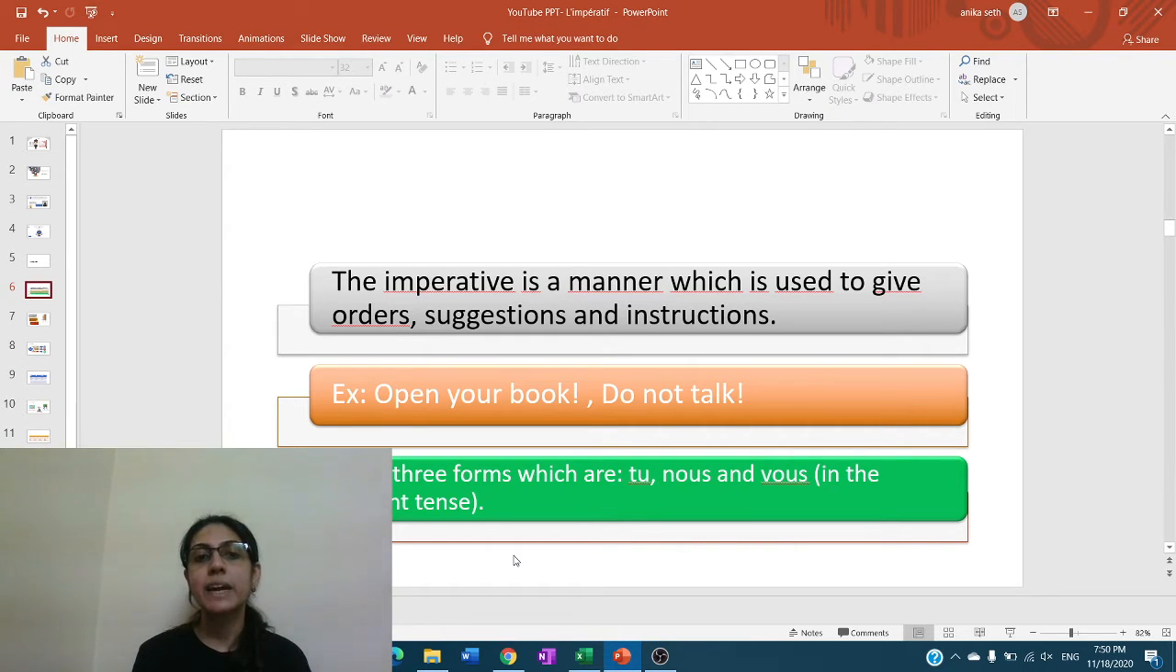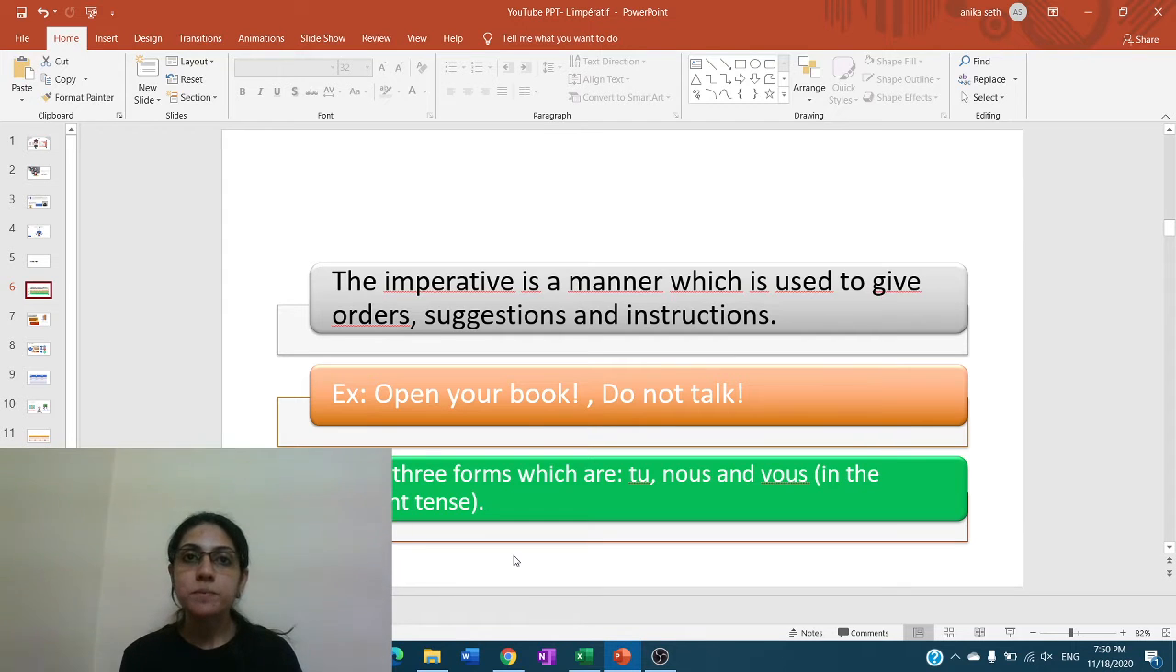So, for example, I say, open your book, do not talk, close the door, sit down. All of these are the instructions which I am giving, for example, in a class. If I'm saying, open your book, do not talk, sit down. So, all these are the instructions.